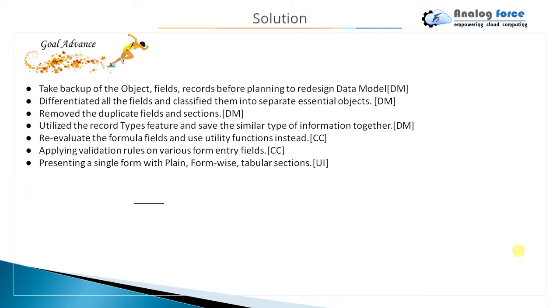The third step should be to remove the duplicate fields and sections. Removing duplicate fields and sections is pretty important. Then utilize the record type feature. Again, I did explain this in the previous problem. Using record types will help a lot. Like notes, there can be different types of notes, and the client was storing those notes in Opportunity as a rich text area field. Instead of doing that, you can have a separate object, create multiple notes, and link them with the opportunity.